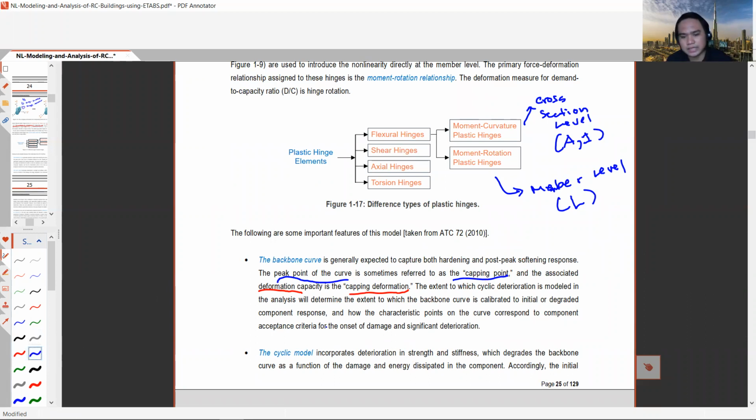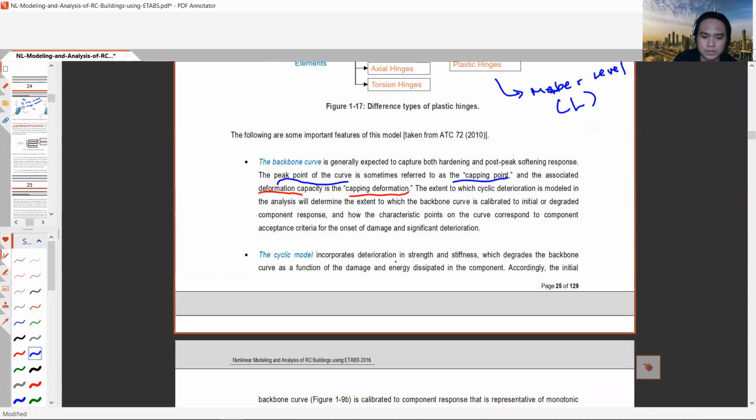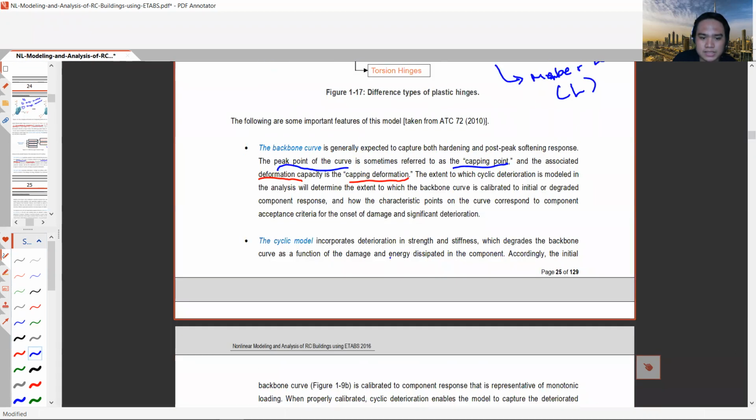Okay, so the extent to which the cyclic deterioration is modeled in the analysis will determine the extent to which the backbone curve is calibrated to initial or degraded component response. So how the characteristic points on the curve correspond to component acceptance criteria for the onset of damage and the significant deterioration. Okay, next one is the cyclic model.